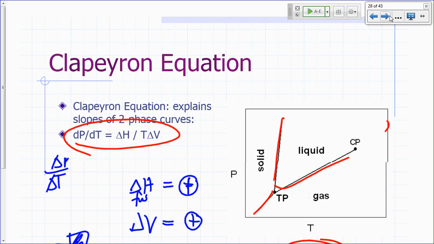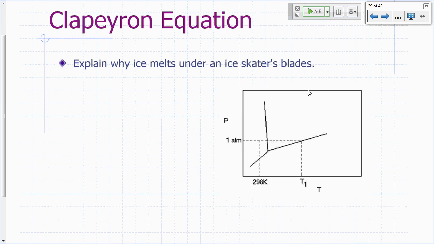Okay. Here's an application. Mentioned this earlier already. Explain why ice melts under an ice skater's blades. Okay, so this is 0 degrees Celsius, so this is not 298. Okay, so this is 273 Kelvin, the melting point of ice. What happens if you increase the pressure? You lower the melting point of your ice, and so if you're standing on ice skates, you're putting all of your weight over that little thin blade. You're putting a lot of pressure on the ice to get the ice to melt under you.